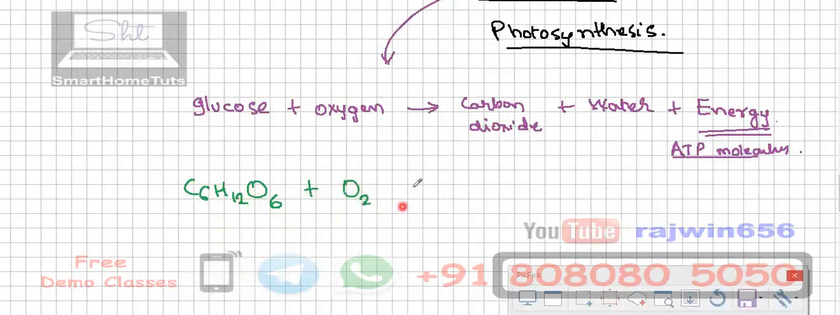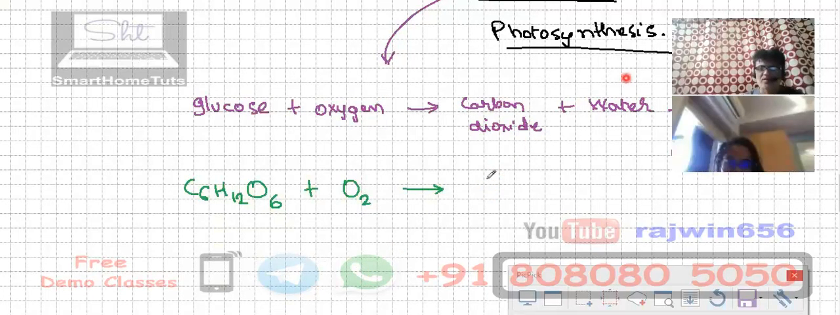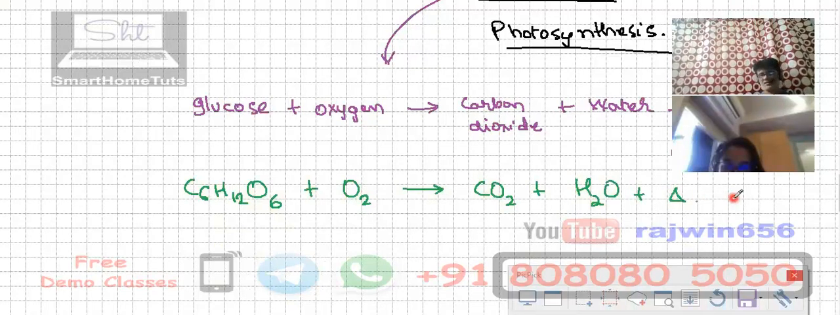Plus oxygen is O2. Carbon dioxide, what is the formula of carbon dioxide? CO2. Correct. The formula of carbon dioxide is CO2. And water obviously will be H2O. And energy will be, I'm just representing it with the help of a triangle. We are going to balance this equation.